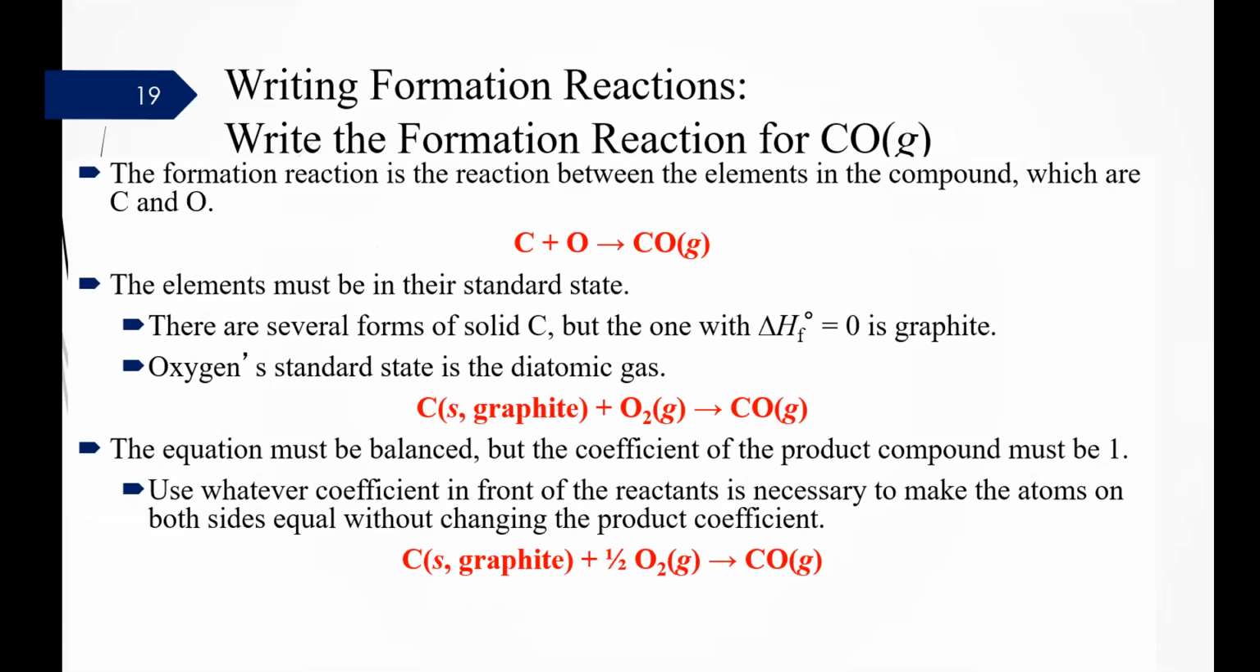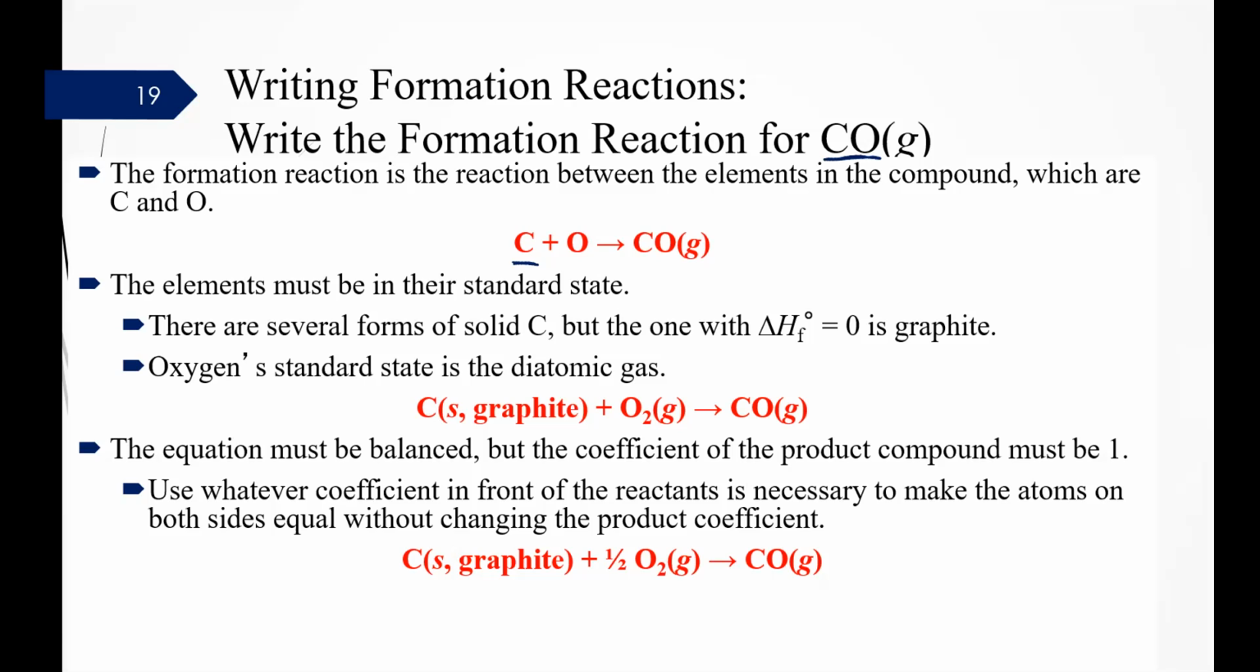And so the first thing that we're going to do is something that's called writing a formation reaction. And so this is a standard way for us to write about how products are formed. And so what we want to do for a formation reaction is that all of our material that we're making starts off in its elemental form. So in this case, if we're going to write the formation reaction for carbon monoxide, we're going to start off with carbon in its elemental form and oxygen in its elemental form.